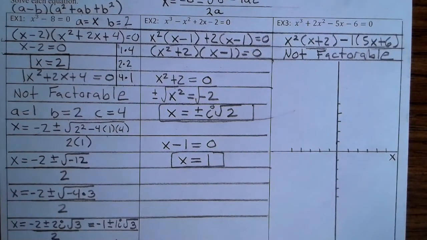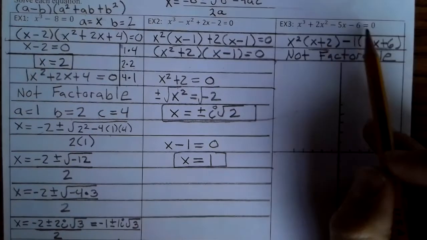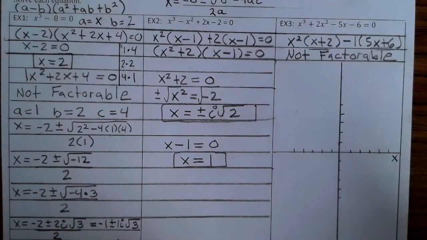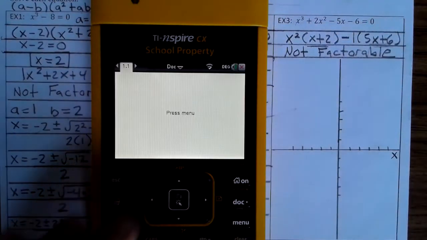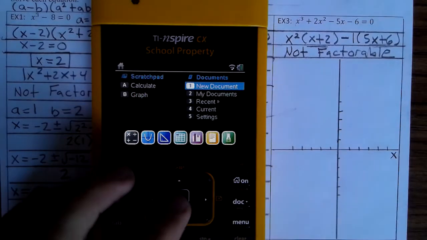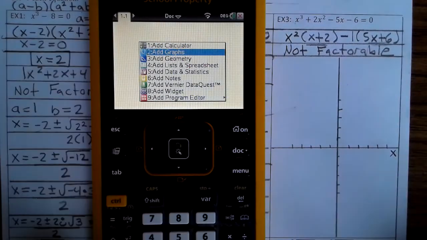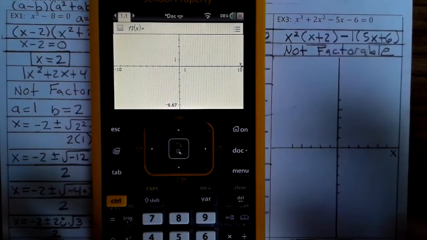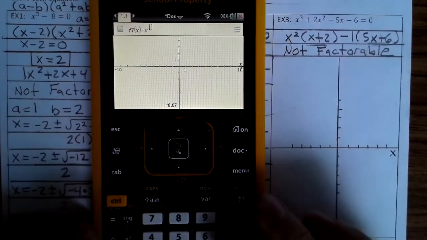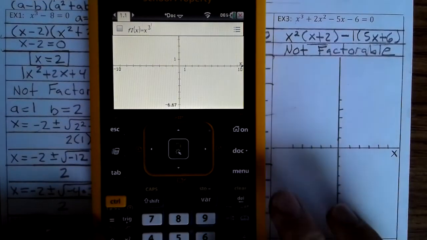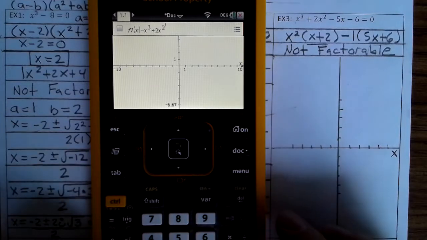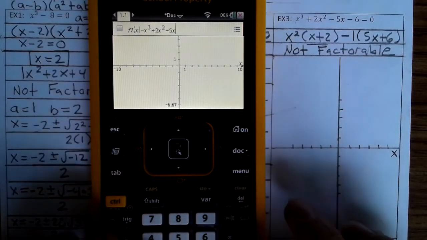So let's do that. So we're going to go to On, New Document, Add Graph, and then that's x cubed, click to the right, plus 2x squared minus 5x minus 6. We don't put the equal to 0. Press enter. And what we're looking at is where it crosses the x-axis.